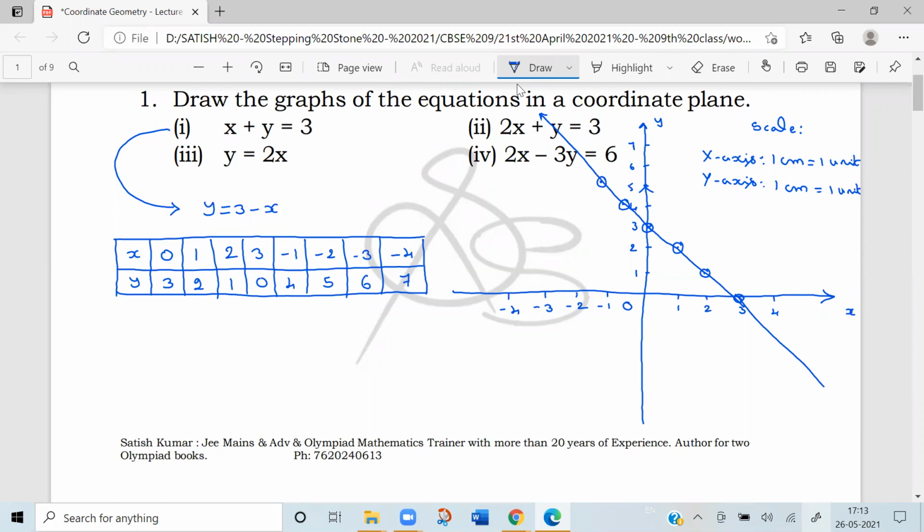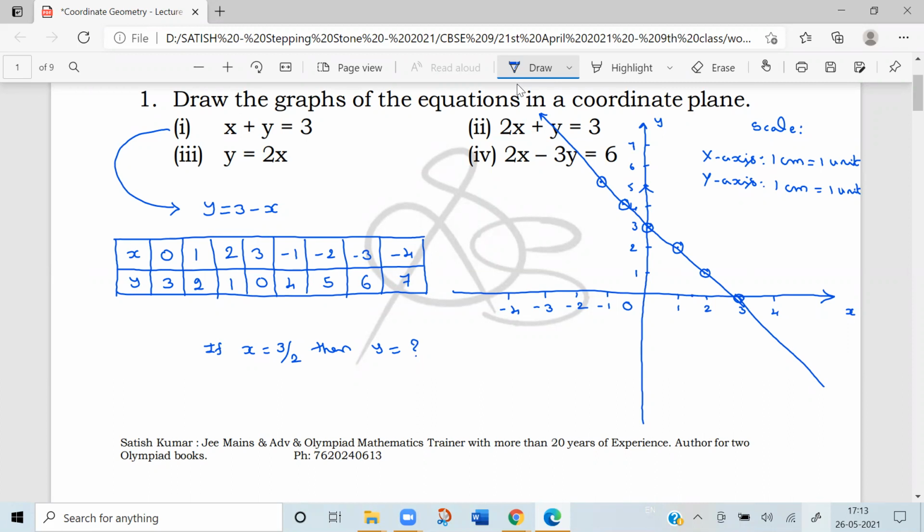Now, using the graph, you can find some values. Suppose x equal to 3 by 2. From the graph, how to calculate the y value? How to find the value of y when x equal to 3 by 2 from the graph instead of using the equation? First take x equal to 3 by 2. So 3 by 2 is between 1 and 2.